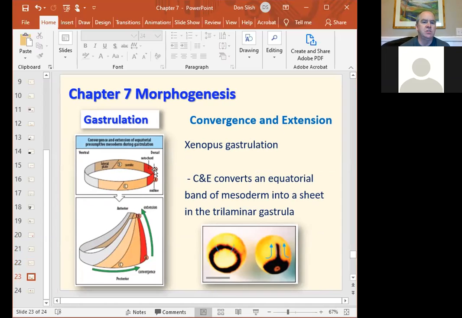And then over at the dorsal side is where it's all going to get squeezed in and through. So you can see how everything gets pulled up to that spot and then squeezed and flattened out. So that's your convergence and extension. And it's happening because all these cells in mesoderm are connected to each other. So when these move, the other ones get pulled with it. And as they hit that focus point, the blastopore, they intercalate with each other and become long. So that's converting that equatorial band into a sheet in the trilaminar gastrula.